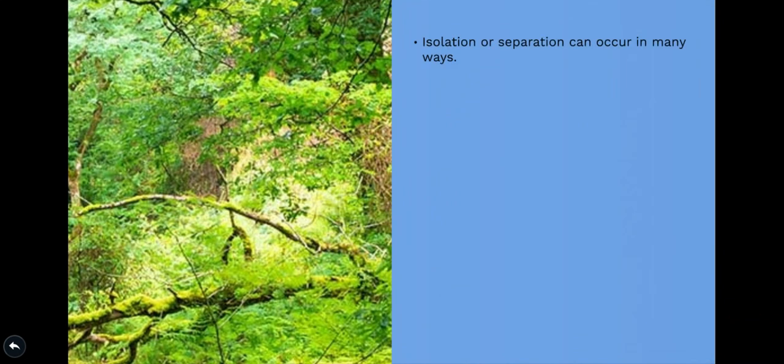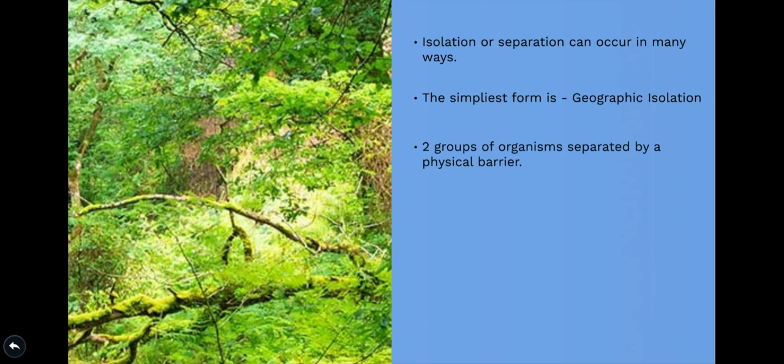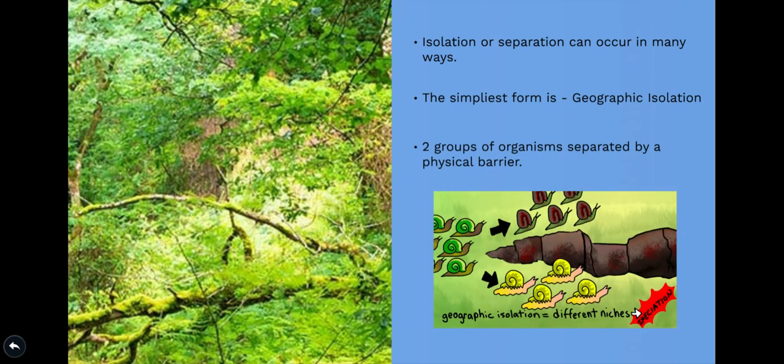Isolation or separation can really occur in many different ways, but the simplest form is geographic isolation, and this is where two groups of organisms are separated in terms of where they are, their place. This could be a physical barrier. For example, a canyon may form over time, a mountain range can rise up and separate groups of organisms, or an ocean or a river can form.